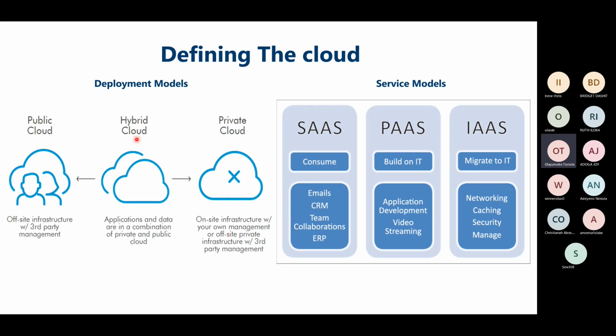Then hybrid cloud is a combination of both public and private. What this means is that, let's say you are not comfortable, maybe for compliance reasons, taking all your workloads to a public cloud vendor. You can decide to have some on premise, and some in the cloud. This is what is referred to as hybrid cloud.